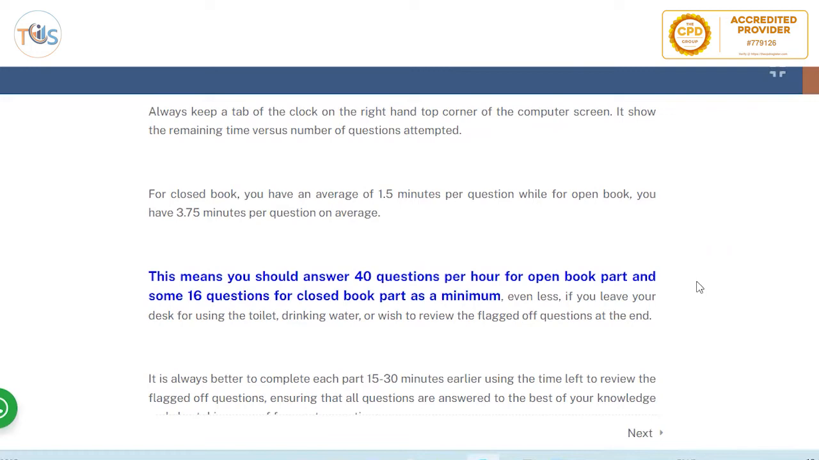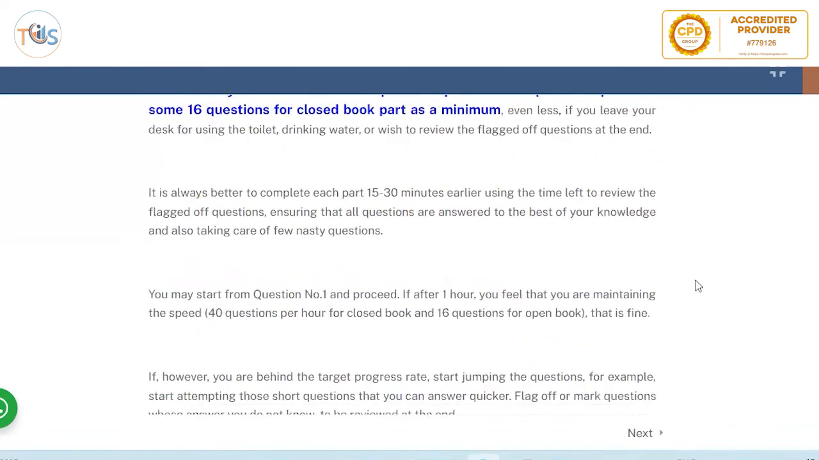Your speed should be more than that, because you want to allocate some time for reviewing all the flagged questions before you run out of time. So as we suggested and recommended, you always allow 15 to 30 minutes before your time is up for that part of the exam to review all the flagged questions, ensuring that you have answered them to the best of your knowledge.